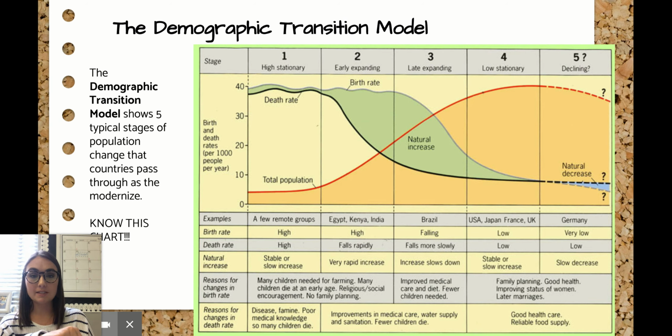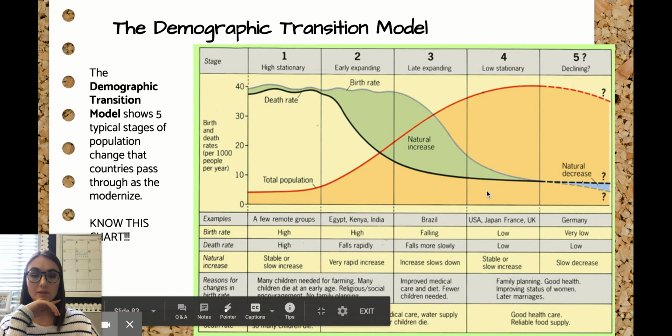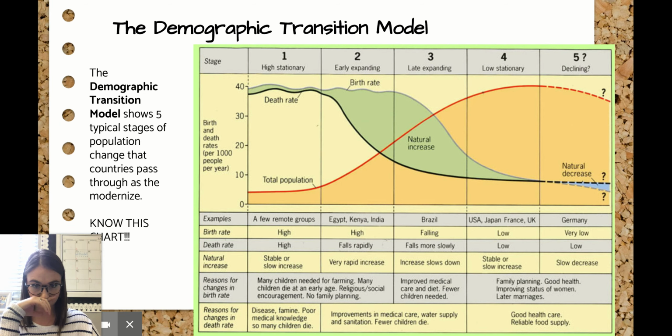Stage 3 is the late expanding stage. So here, the birth rate begins to fall, and the death rate is still falling, but it's not falling as rapidly. And so the increase of population begins to slow down. The rate of natural increase is still positive. We're still going in an increasing direction, but it does slow down. This gives you the example of Brazil. Also, Mexico is in stage 3, and Turkey and Indonesia are all countries that could be considered in stage 3.